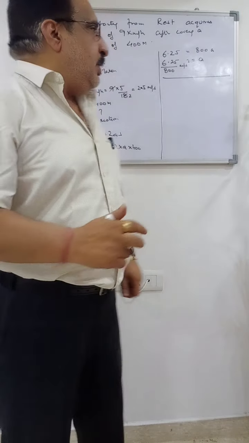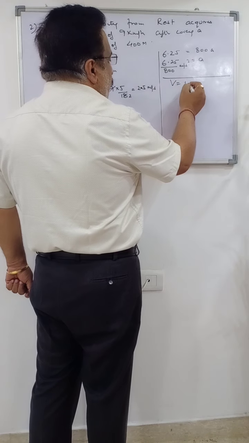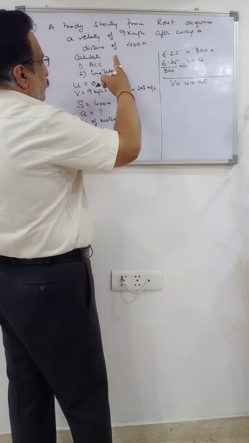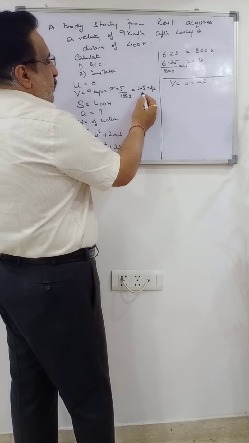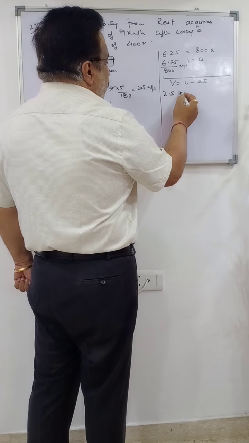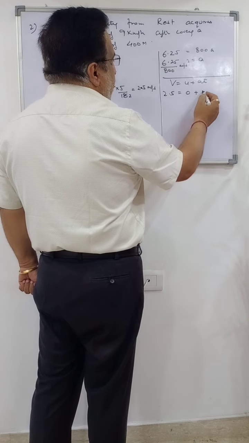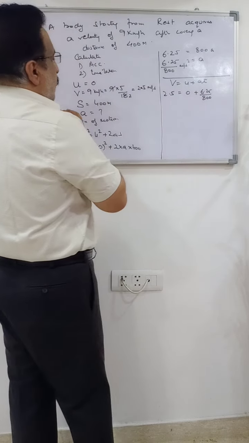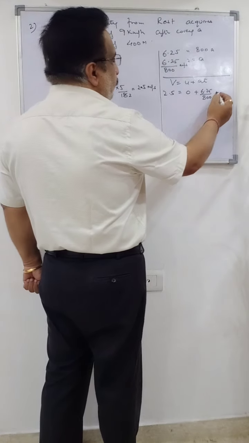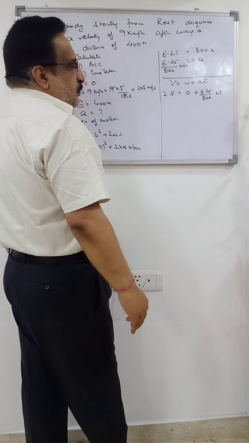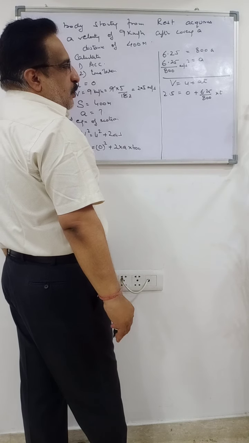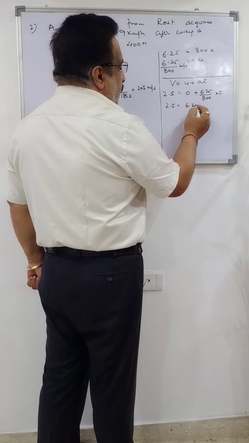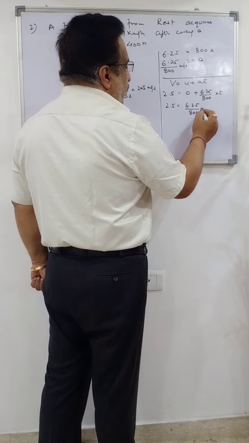The first equation. Now V is equal to U plus AT. What is V given to you? 2.5 meter per second. 2.5 is equal to U 0 है plus A is 6.25 upon 800 into T. So 2.5 will be equal to 6.25 upon 800 into T.